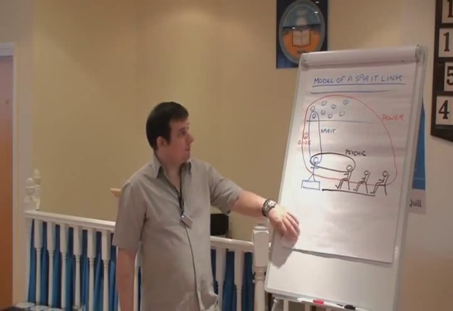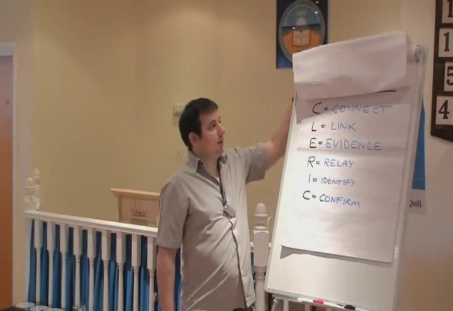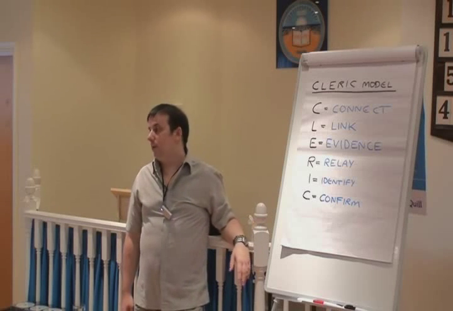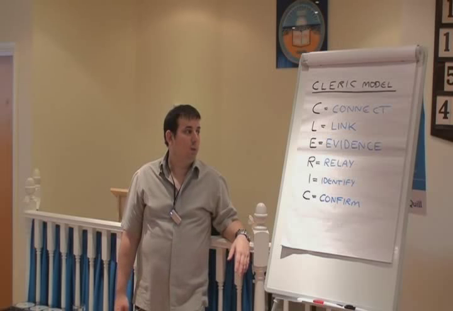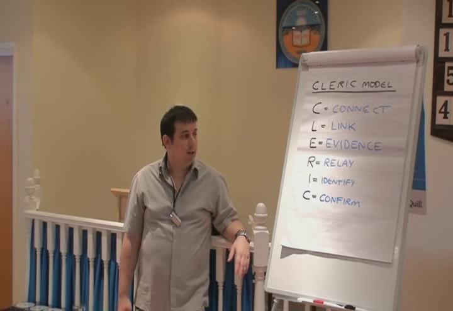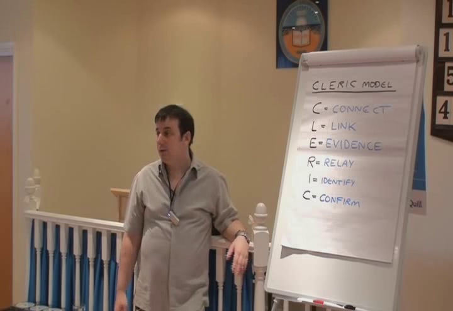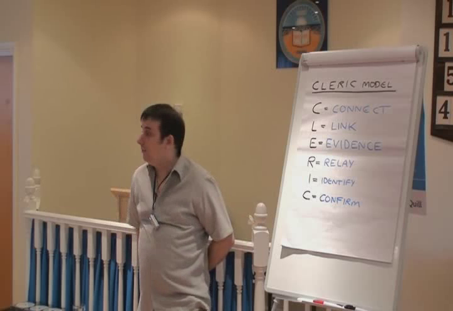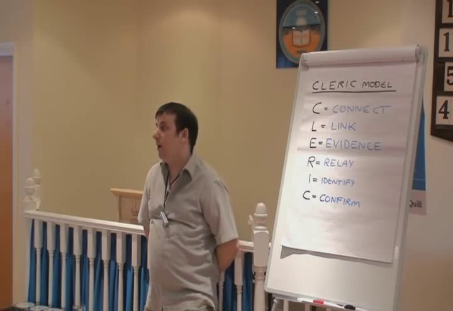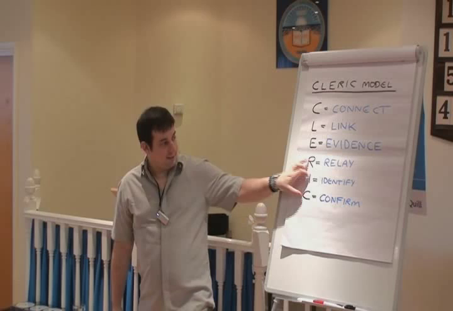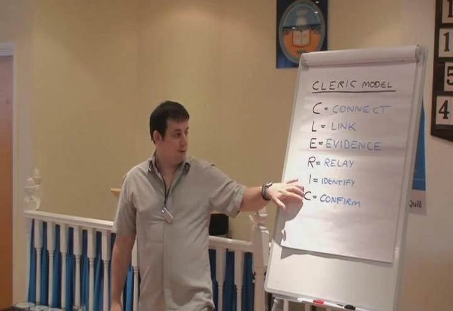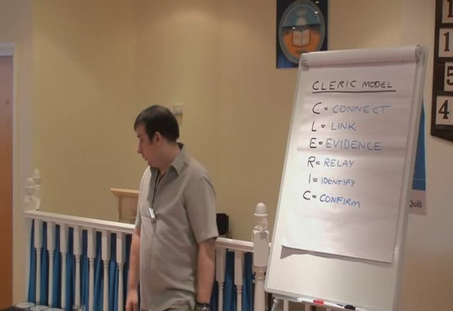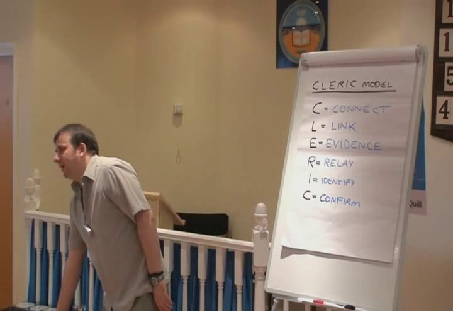Now, do some of you remember the model I developed, the cleric? So we're connecting with the spirit realm, we're linking with an individual, we're getting evidence from that spirit communicator, we're relaying our evidence to our congregation, we're identifying our recipient, and then we're confirming all of our evidence with our recipient to make sure they really are our recipient. So we're looking at this bottom bit here, finding our recipient. Today is about how to identify our recipient. It's easy, isn't it?